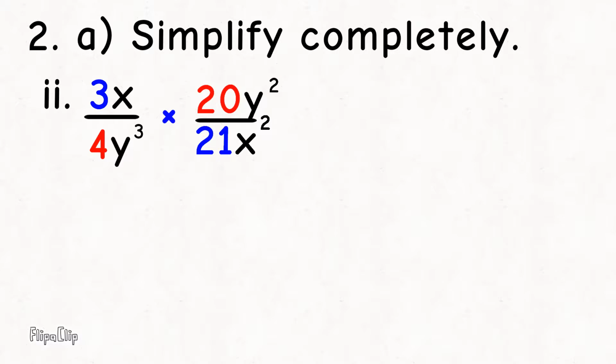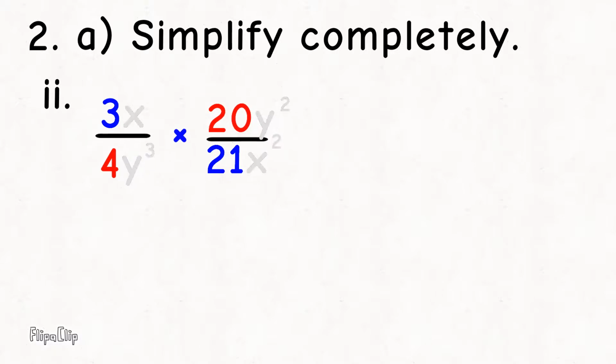Now we can focus on the numbers and ignore everything else. 3 and 21 share a common factor of 3. So we are going to divide by this common factor. Then 20 and 4 share a common factor of 4. So we're going to divide by this common factor.